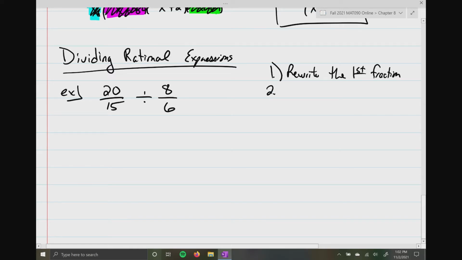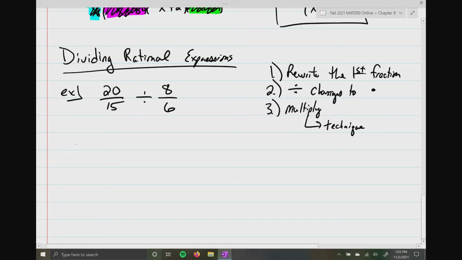Second, division changes to multiplication. And then third, you multiply your fractions. But we know multiplying, we have a technique for that. So that multiplying fractions technique kicks in.